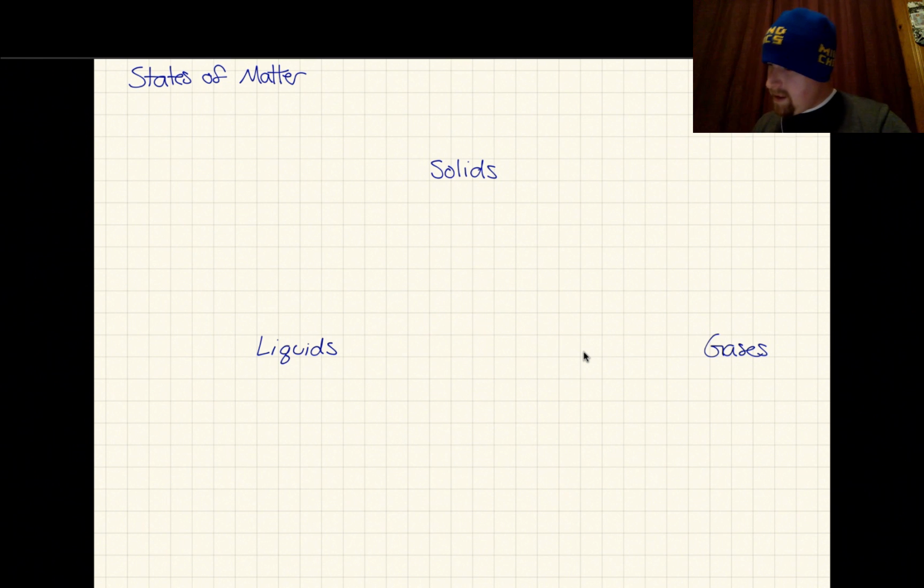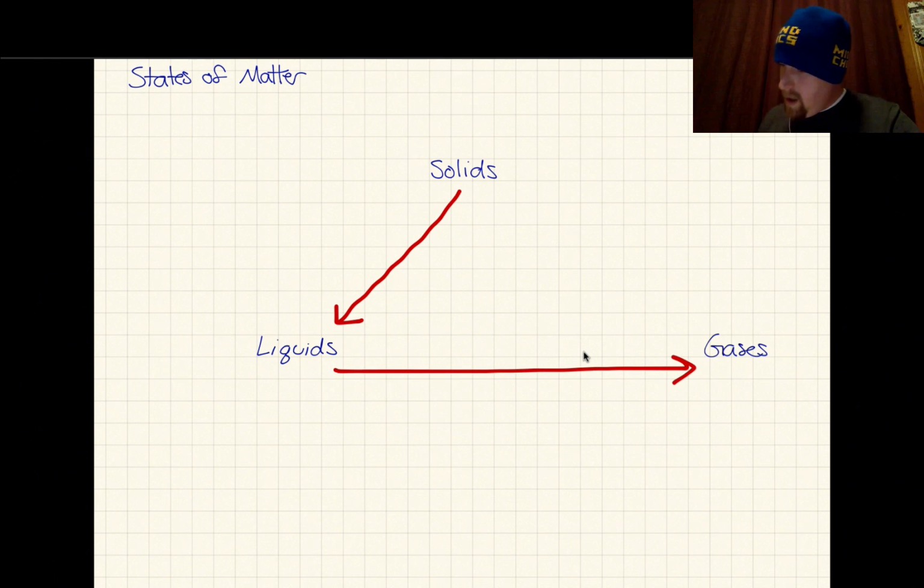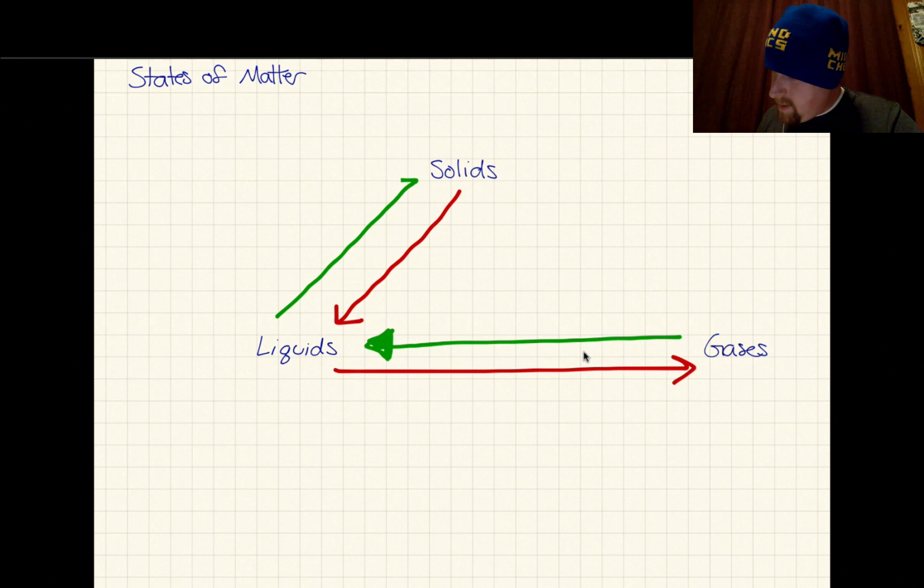Let's see if I can draw this easily and quickly. We worked this way, and then we worked that way. And then we did another one where we went backwards in that direction. So we went from gases to liquids, and then from liquids to solids. That was good and all, but we never really addressed solids to gases. Believe it or not, solids can go right to gas form, and gases can go right to solid form. And so we're going to work those ideas in here.